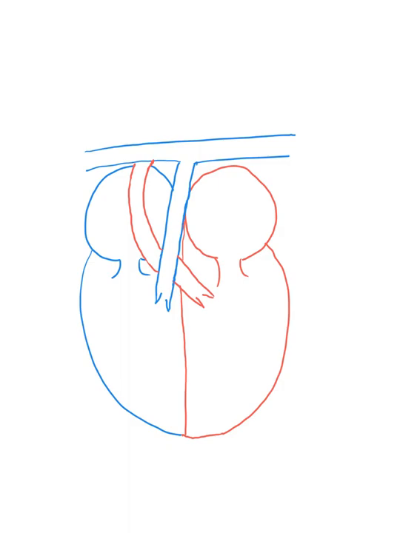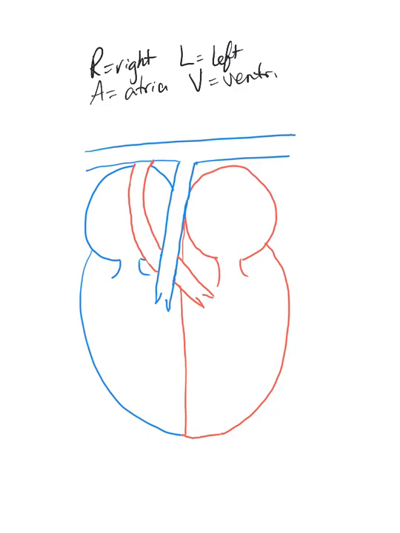So R equals right. L is going to equal left. A will refer to atrium, and V will be ventricles.